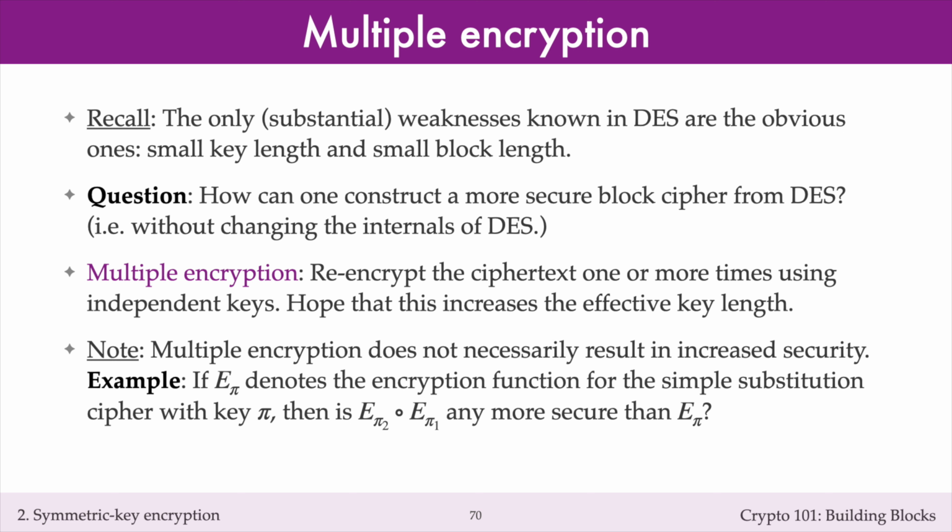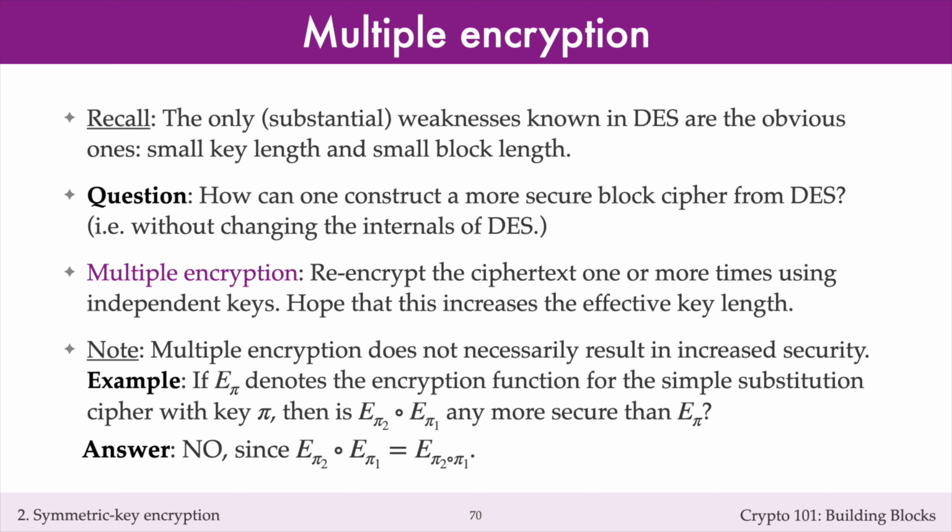If e_pi denotes the encryption function for the simple substitution cipher with key pi, where pi is a permutation of the English alphabet, then one can ask whether e_pi1 composed with e_pi2, where pi1 and pi2 are independently chosen permutations, is any more secure than e_pi itself. And the answer is no.